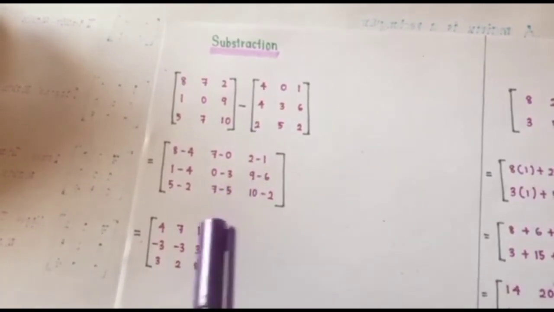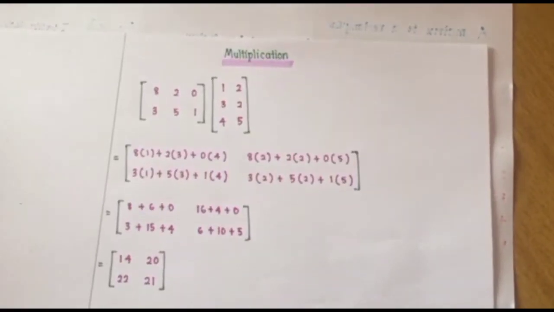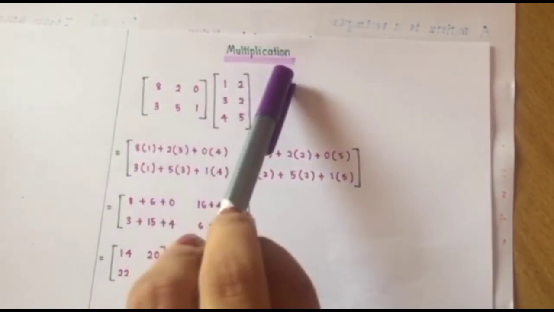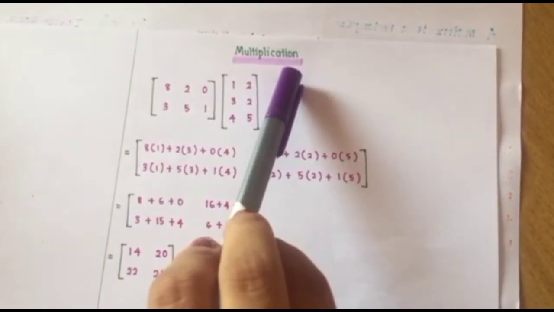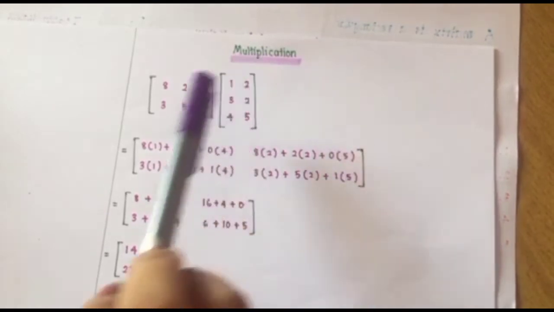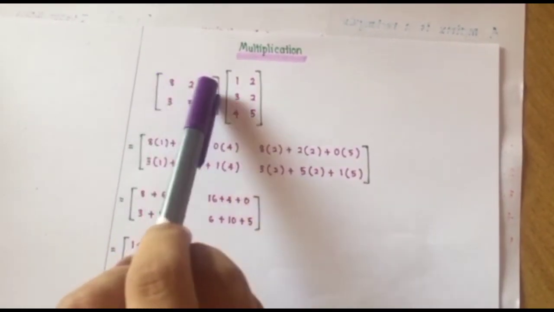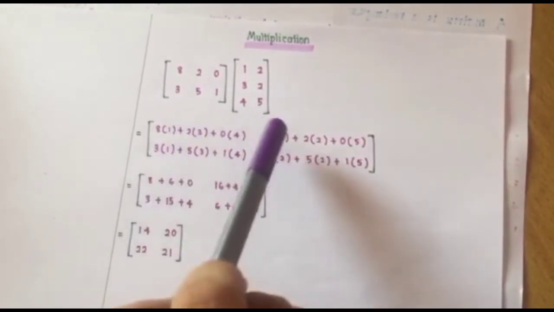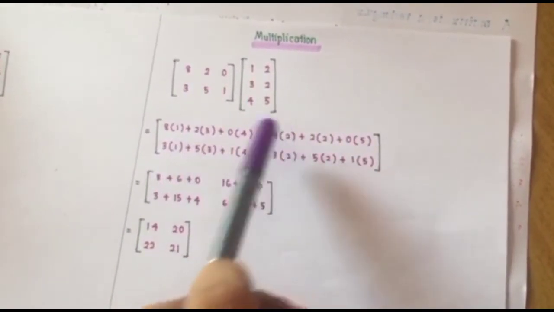That's all for subtraction. Next, we have multiplication in matrices. For multiplication, it's not the same as subtraction. In multiplication, we need to multiply the first row with the first column, the first row with the second column, to get each of the answers here.